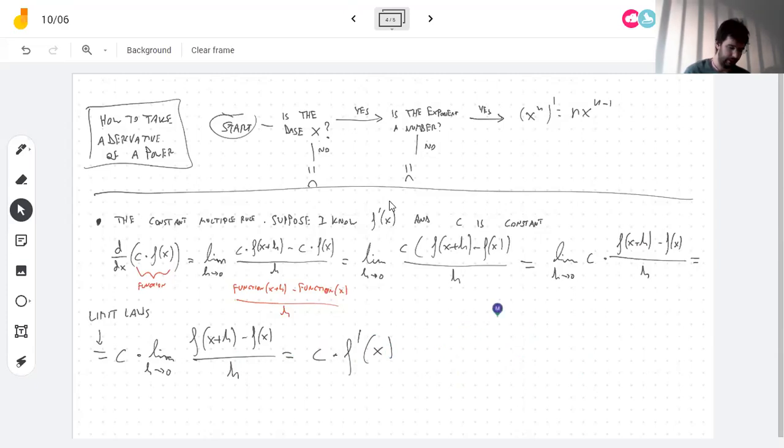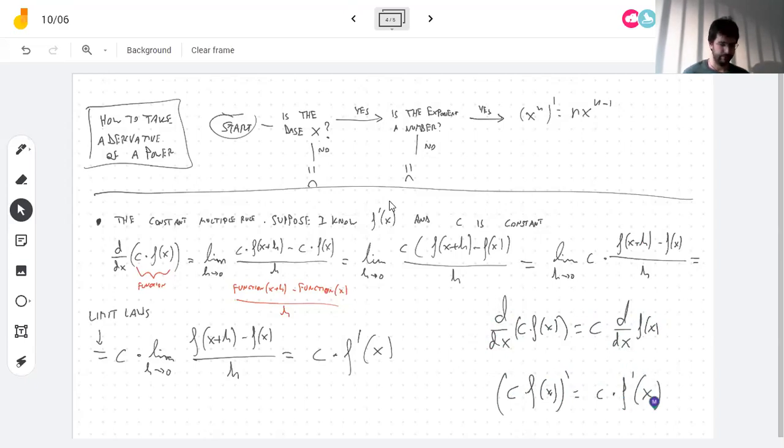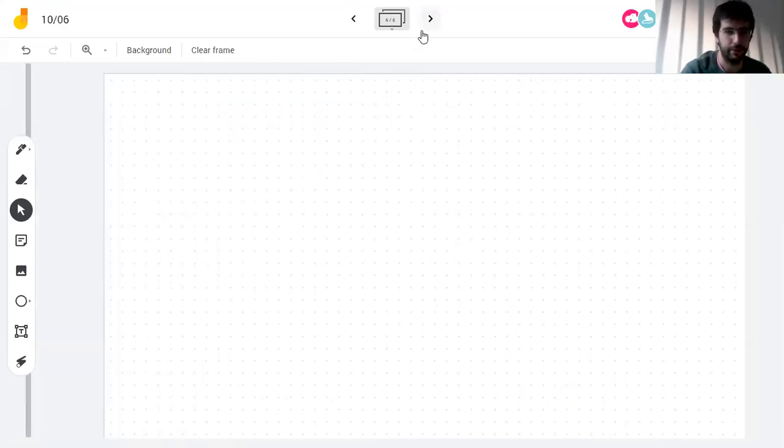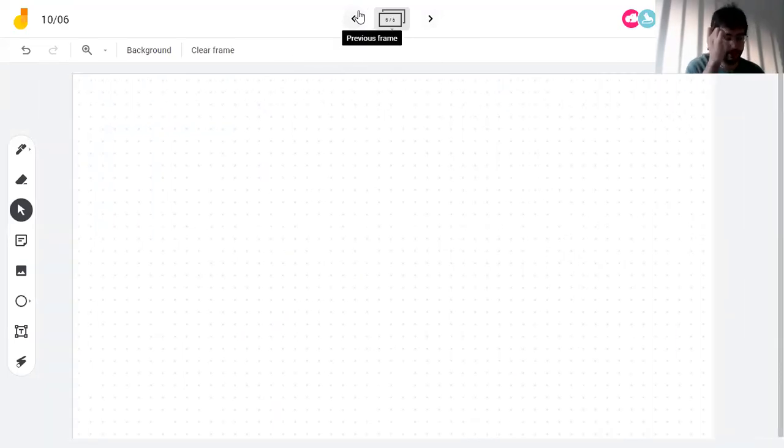So succinctly, the derivative of C times a function is C times the derivative, or in the other notation, constants come out of derivatives. That is what you might hear people call this rule, and not the constant multiple rule.